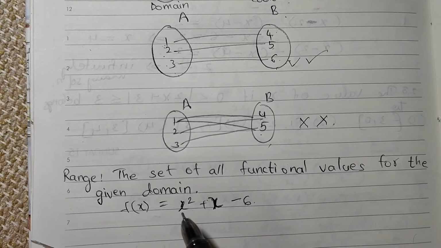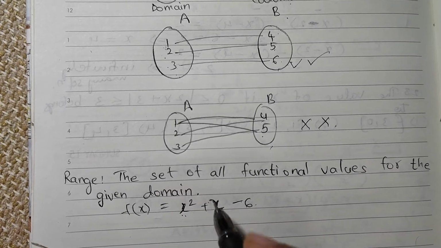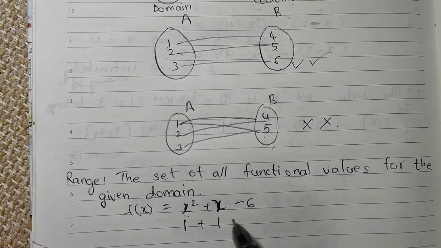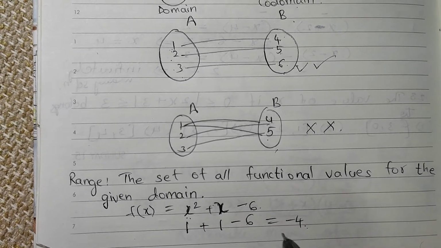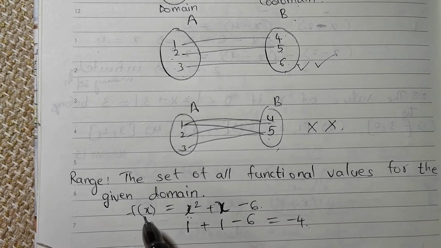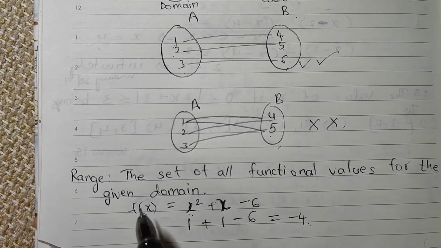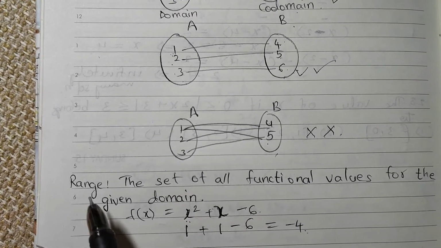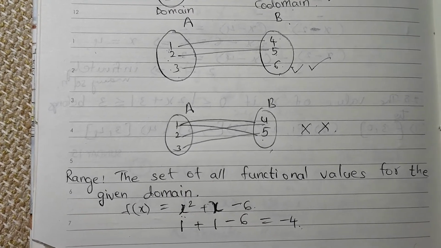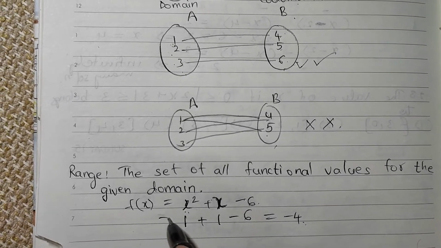So whatever the values of x, if we substitute x is equals to 1 here, 1 plus 1 minus 6, we get minus 4. So like this, all the set of values, whatever the possible values of x, for which if we substitute, we'll get the f of x value. So those f of x values will be coming in our range set. So this minus 4 will be coming in our range set.